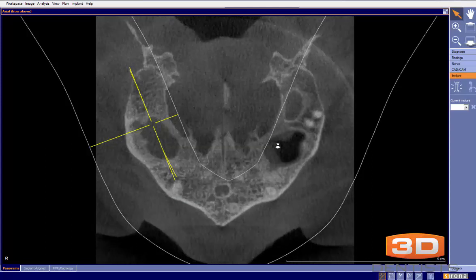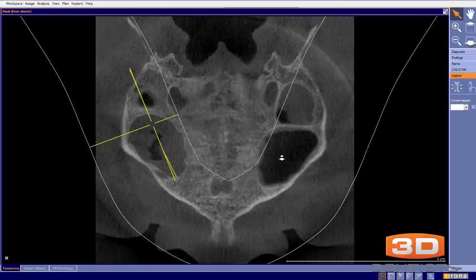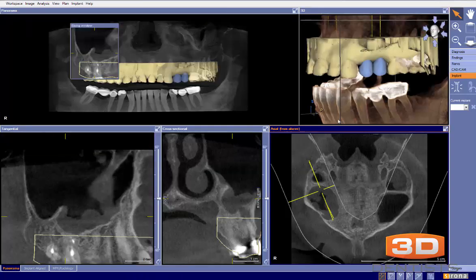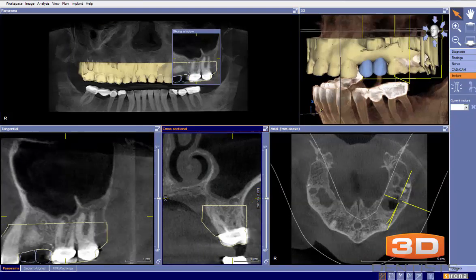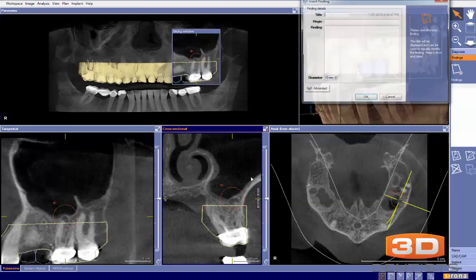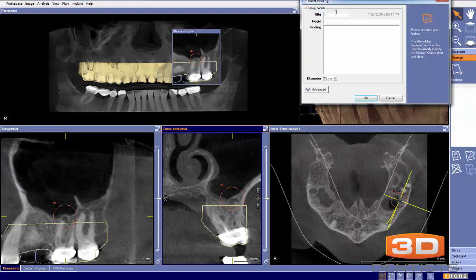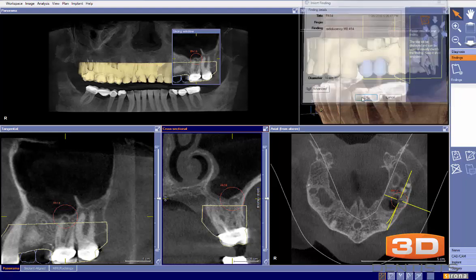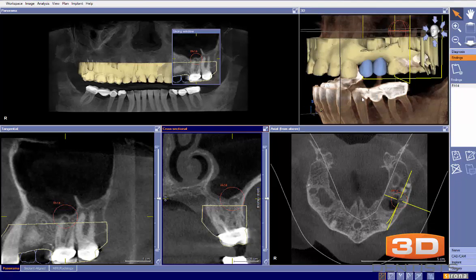So one of the things that I like to see is, while we're using this technology for implants, it's always good to see that we are also verifying some other things. For example, on number 14, I would probably double click in that area and use the findings tab here. Click on the findings, I would write radiolucency, mesiobuccal root number 14, and so that way we can have it marked and documented, so that we know that we're taking a look at these things. It becomes a good legal documentation for us.